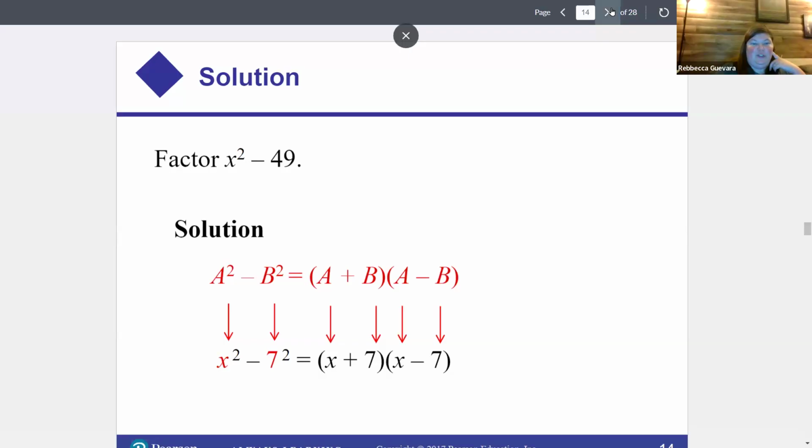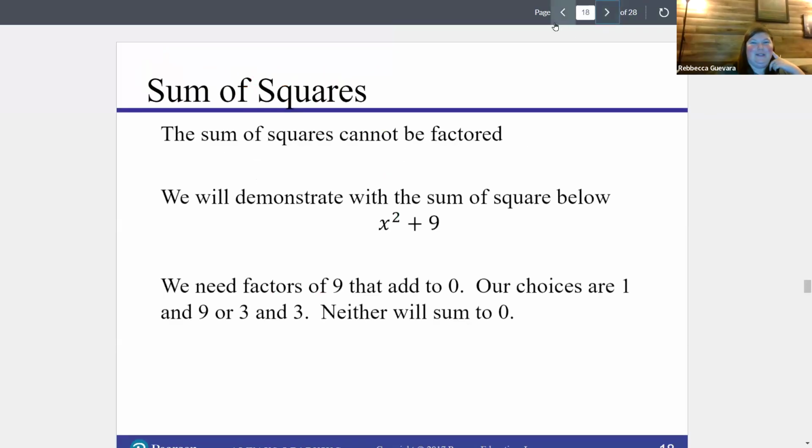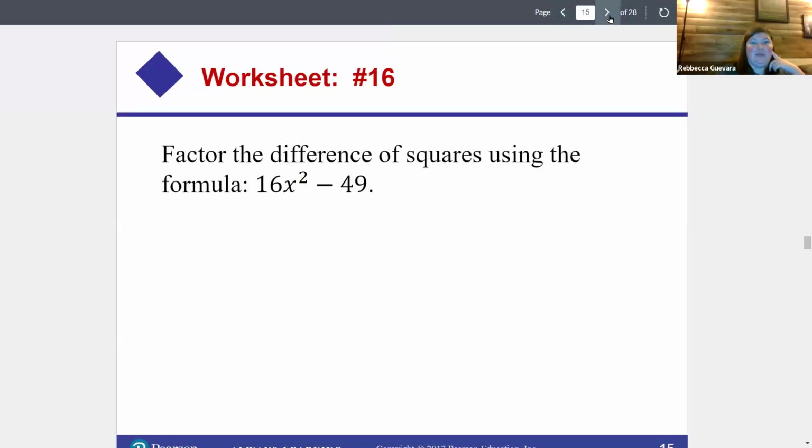Oops, that was my solution there. Okay, let me remember which ones it was: 16, 17, and 18. For one of these, you would actually have to factor something out first, so you'd have squares. See if you can factor these with the difference of squares.